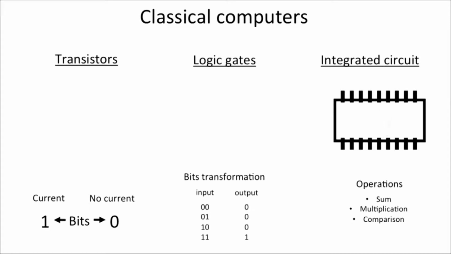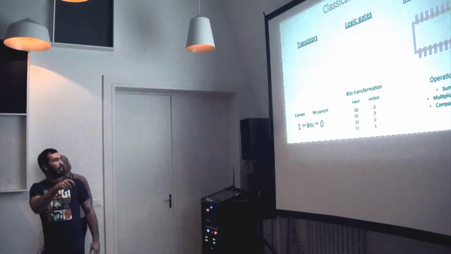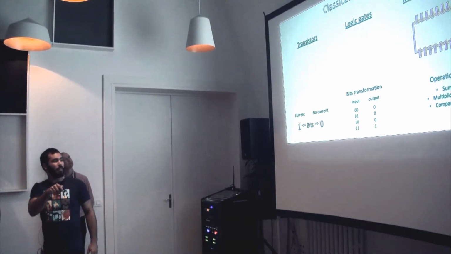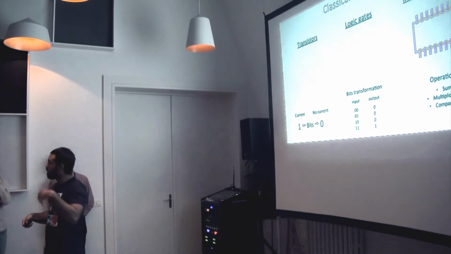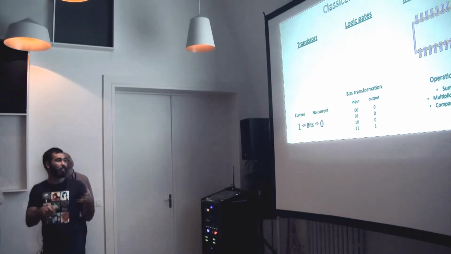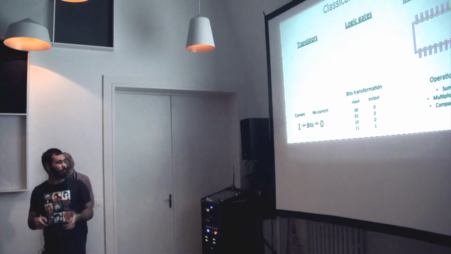If we combine many logic gates together, we have an integrated circuit, and this can perform more advanced tasks like sum, multiplication, comparison. You can also put many of these integrated circuits all together and then make a computer, the computer you know. So basically, this is what classical computation does. It takes an input and transforms it into an output, but one by one, at a time.